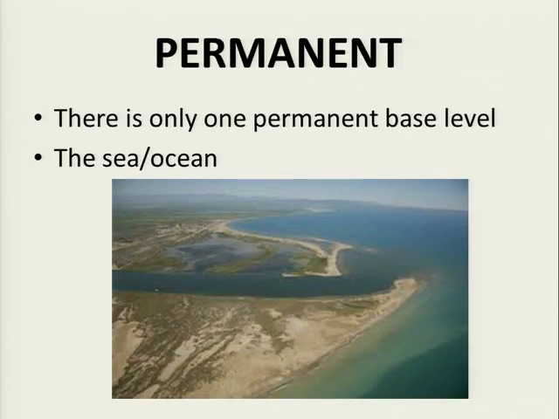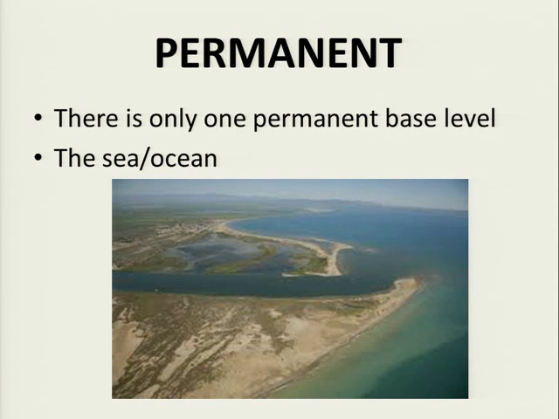But if we come to the permanent base level, there is only one permanent base level, and that is the sea or the ocean. Guys, now if you think of this, a temporary base level is the place where the river stores the water for a certain period of time. Then it is released again. But the permanent base level is the sea. Why? Because the river can't go any further than the sea.